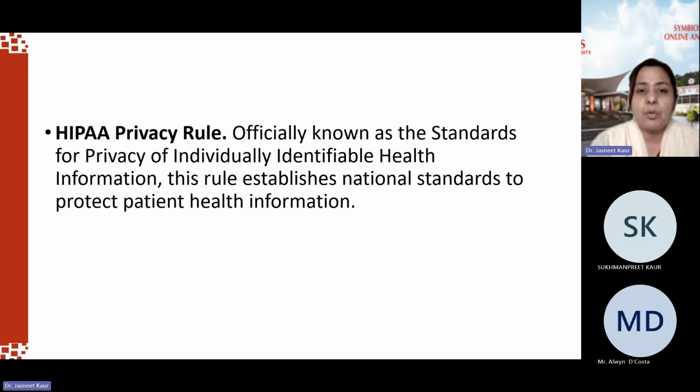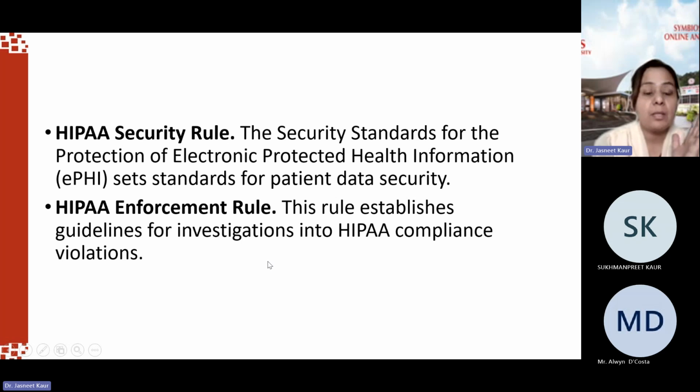Then privacy rules, officially known as the standards for privacy of individually identifiable health information. This rule established national standards to protect the patient information. My information should be confidential, should not go to someone else. Whereas when you have electronic health records, the information will go to many ends. So HIPAA has made a strict rule that the information should not be disseminated. Security standards are so powerful by HIPAA, so patient data is absolutely secured and every hospital has to follow HIPAA rules.